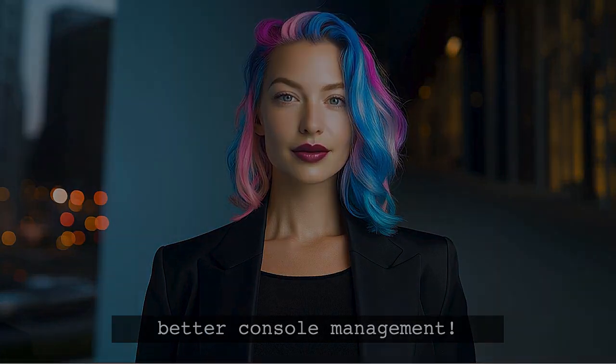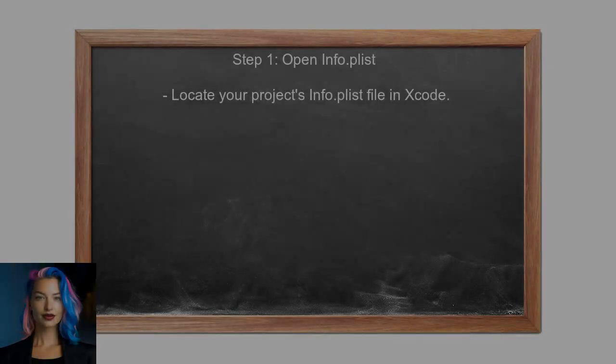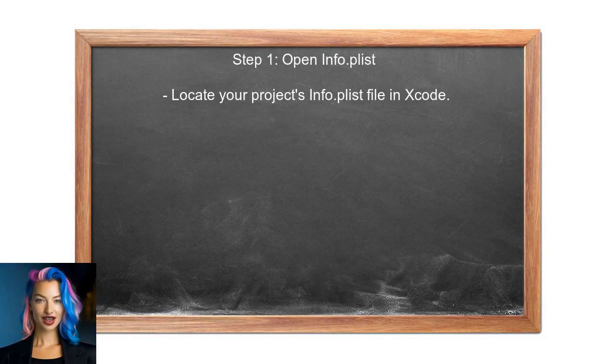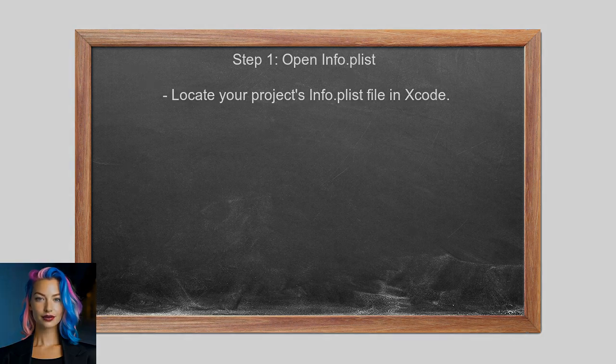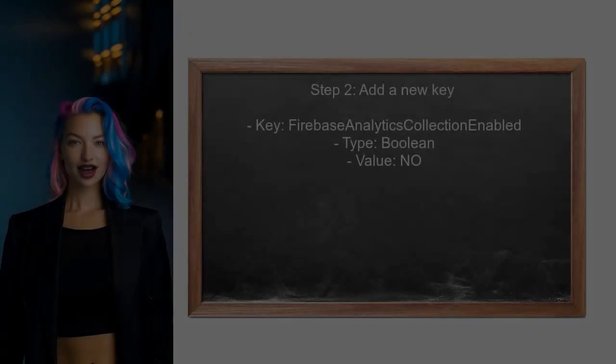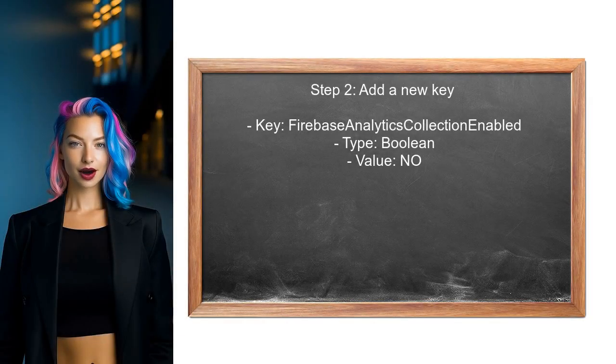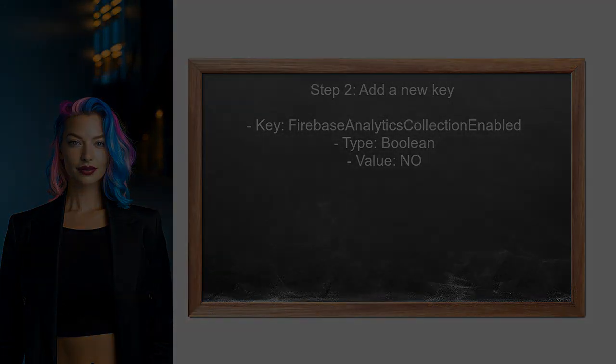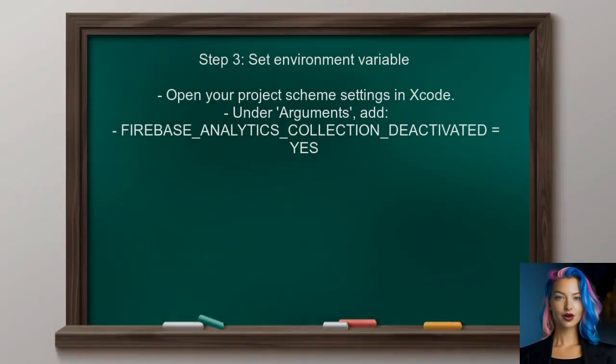To completely disable Firebase Analytics and stop the console spam, the user should first open their project's Info.plist file. Next, the user needs to add a new key to the Info.plist file. This key is called FirebaseAnalyticsCollectionEnabled. After adding this key, the user should also ensure that they have set the FIREBASE_ANALYTICS_COLLECTION_DEACTIVATED environment variable to YES. This can be done in the scheme settings.